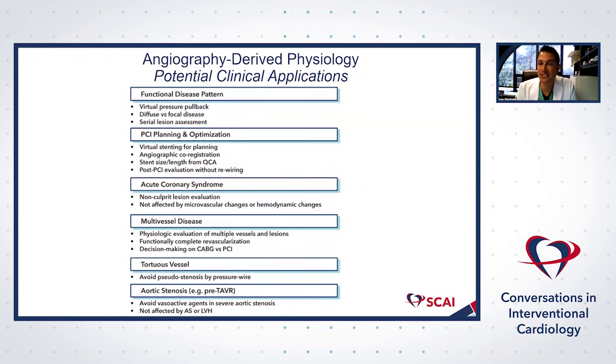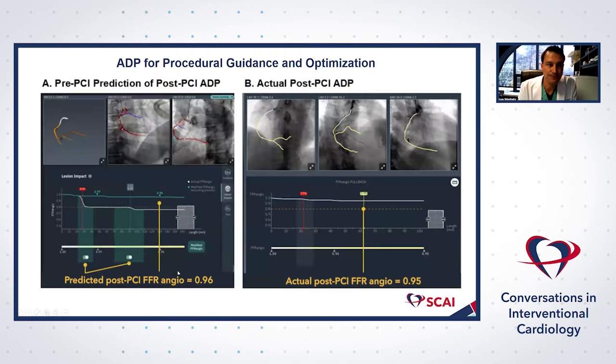It also helps to facilitate post-PCI physiology assessment, which utilization right now in post-PCI physiology has been very low. And there's a number of clinical and anatomical scenarios where there are potential advantages of angiographic-derived physiology compared with wire-based physiology, and they include acute coronary syndrome, multi-vessel disease, tortuous vessels, or patients who have significant valve disease.